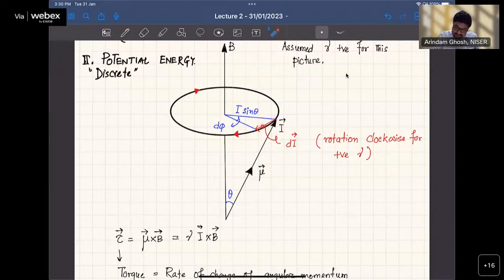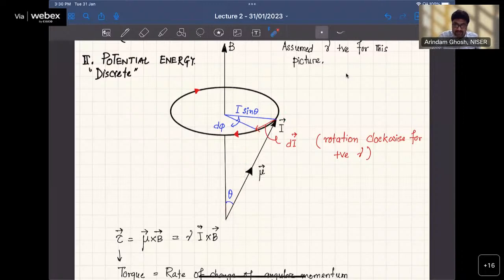But the thing is that the amount of change which I have drawn in red is dI, the change of I. So I plus the dI vector is going to be the new I. If I try to draw another one, this is going to be the new I, which is basically this particular position. So therefore, this is the dI.